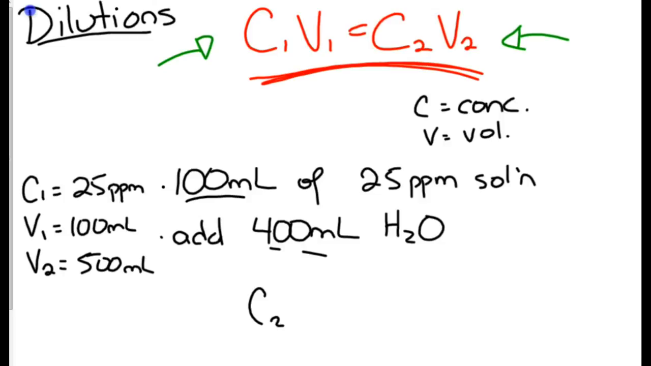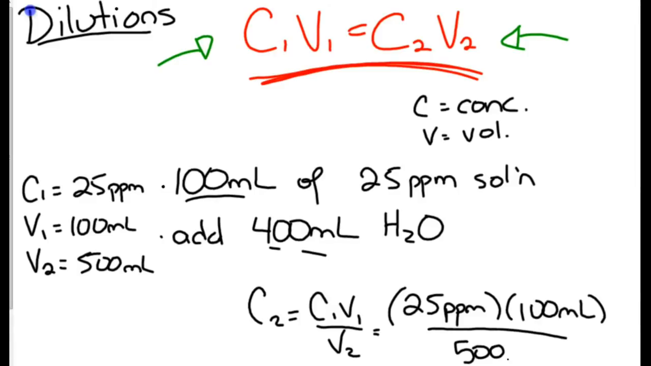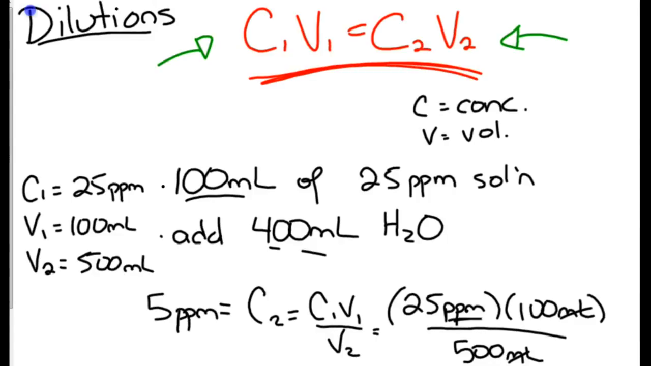Now, looking back at our equation, we can just rearrange it to give us C2 equals C1 V1 over V2. Substitute in your numbers, and you should be able to see that C2 equals 5 parts per million. Now that should make sense since you diluted it to a fifth of the original concentration.